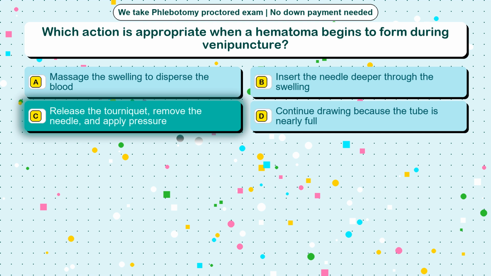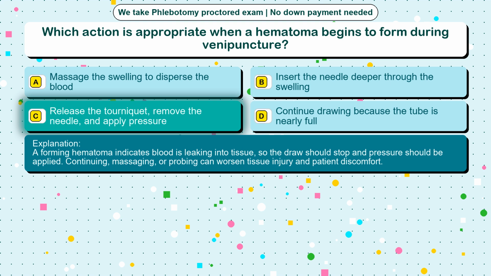The correct answer is option C. Release the tourniquet, remove the needle, and apply pressure. A forming hematoma indicates blood is leaking into tissue, so the draw should stop and pressure should be applied. Continuing, massaging, or probing can worsen tissue injury and patient discomfort.